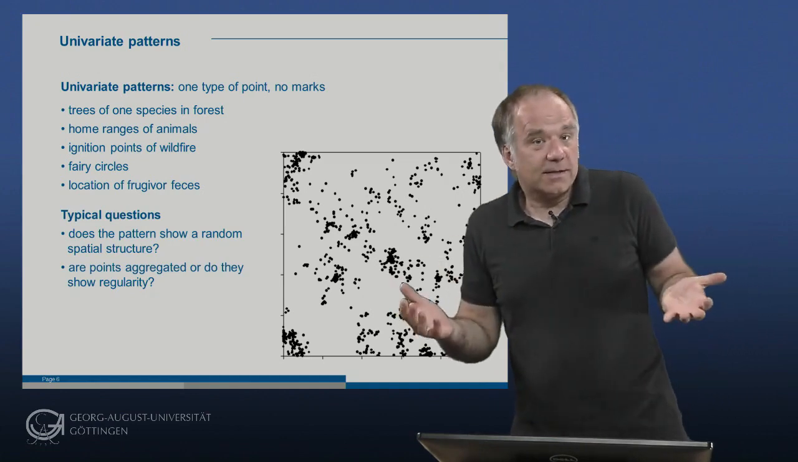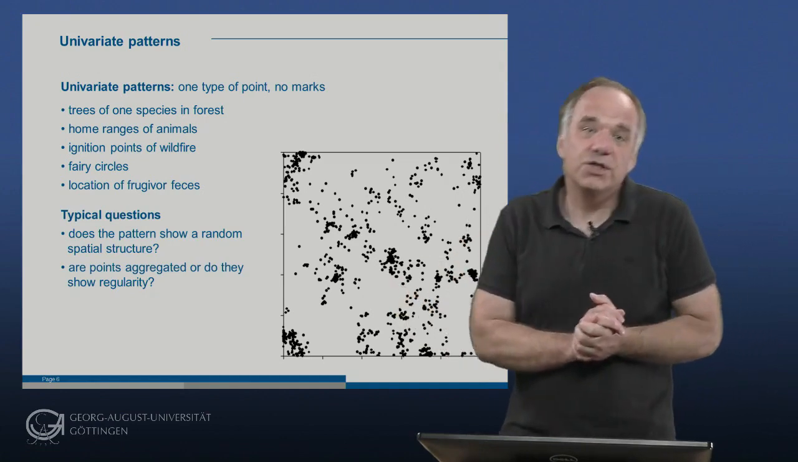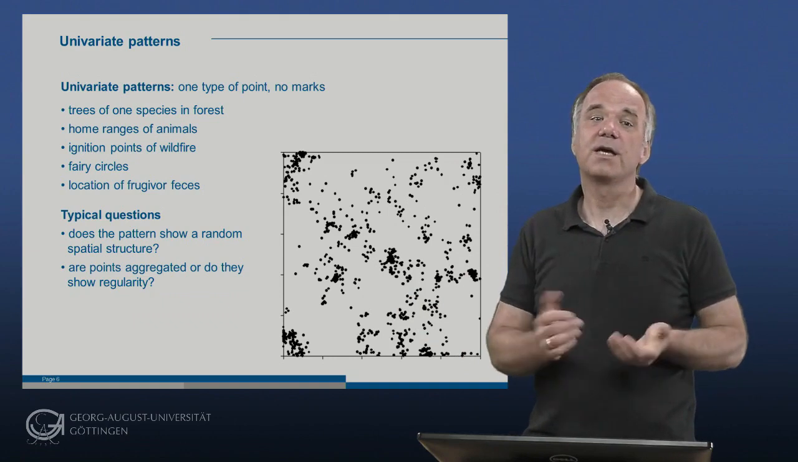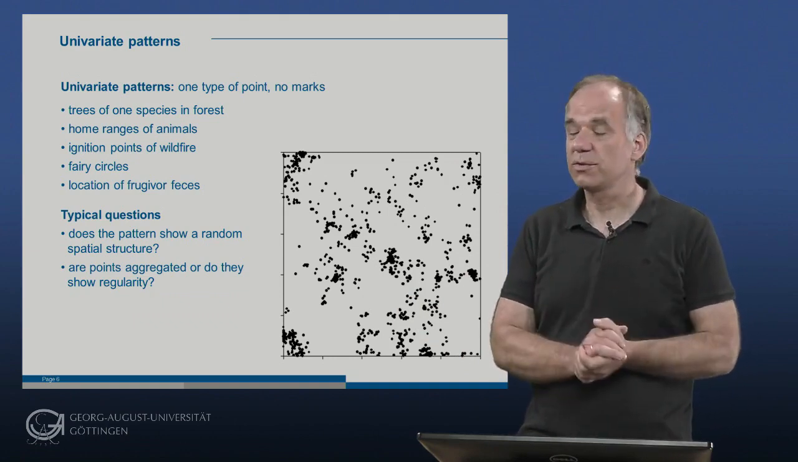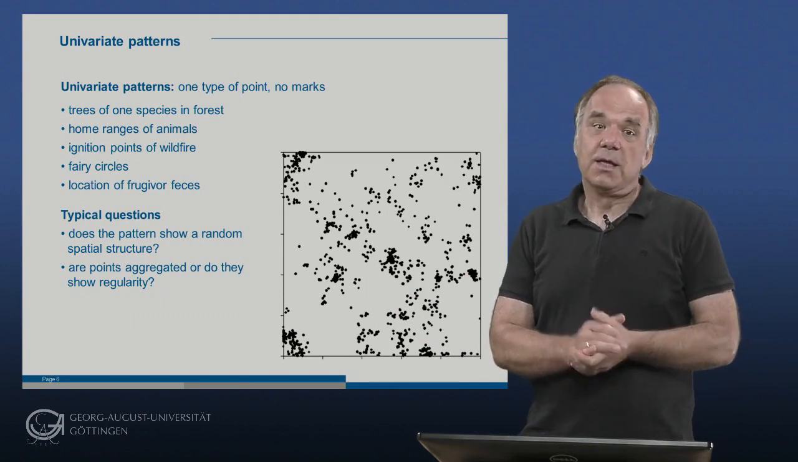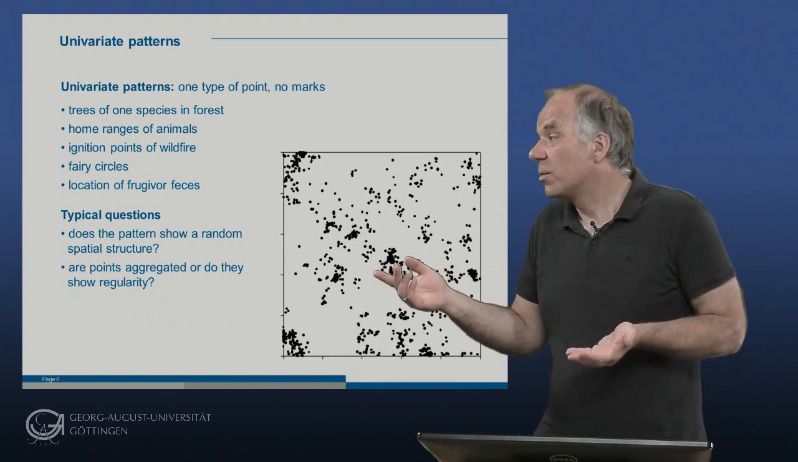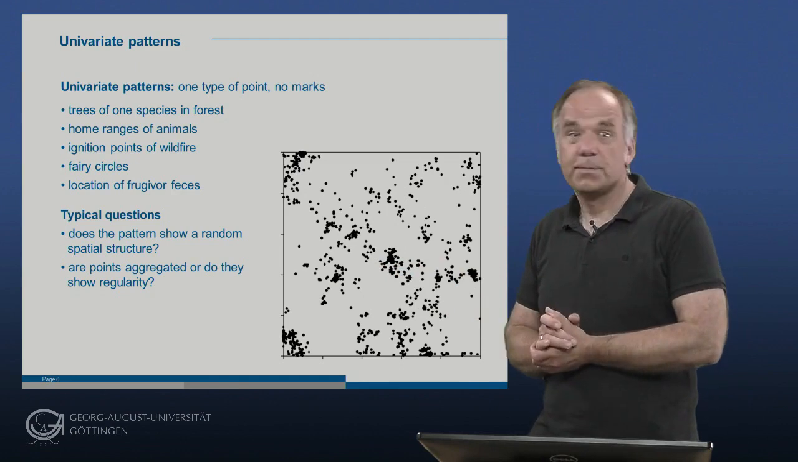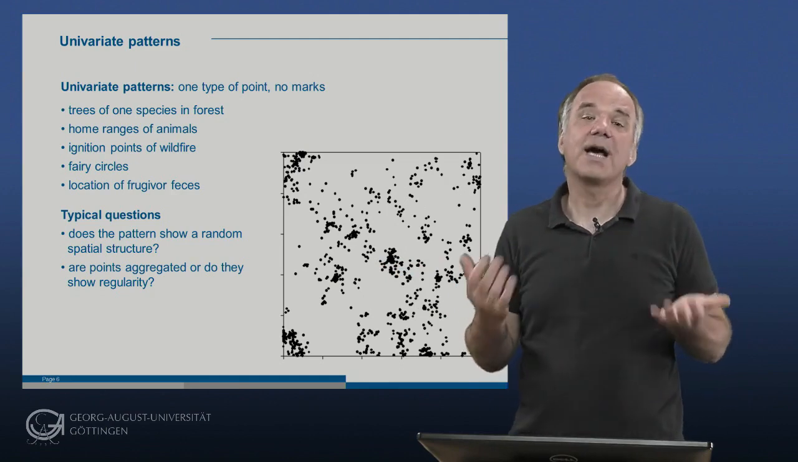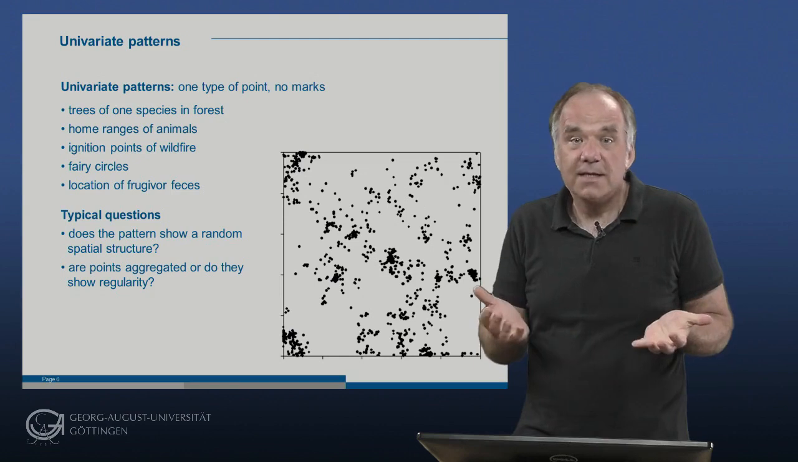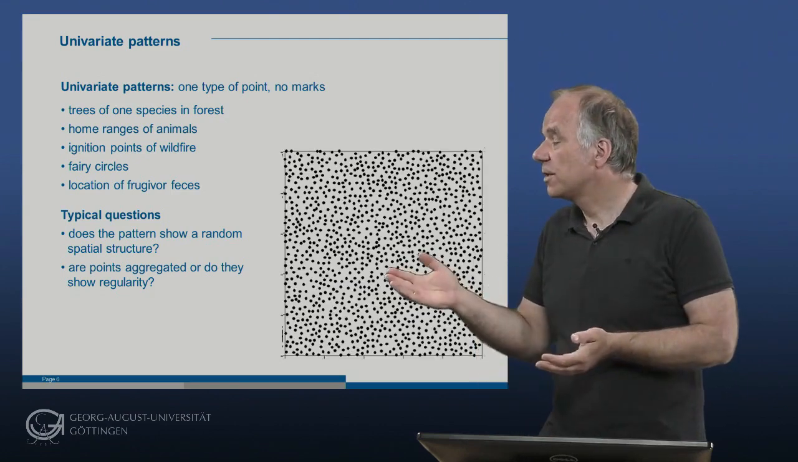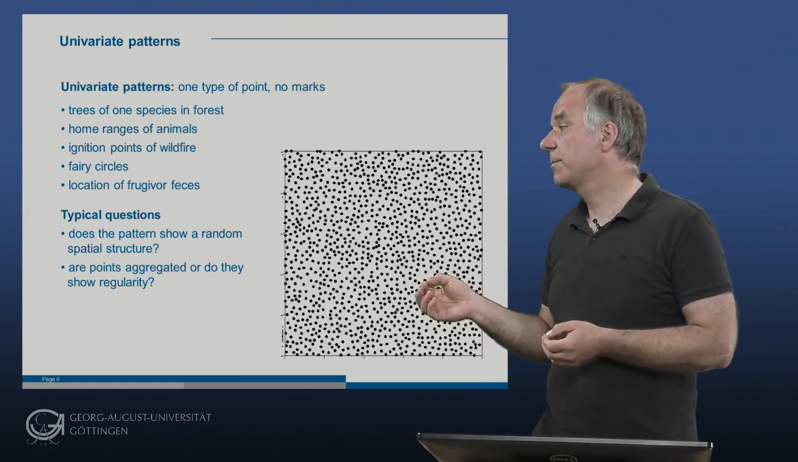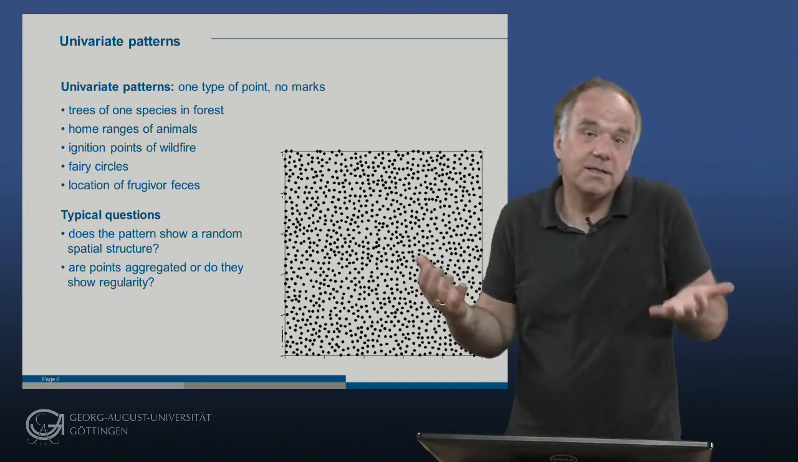Of course there are several very typical questions one asks for this type of pattern. For example, does the pattern show a random spatial structure? In the example here it's already very clear that this is not a random pattern because the points are aggregated. But in other cases they may also show regularity, and this is an example of a very nice regular pattern, and you see immediately the differences.